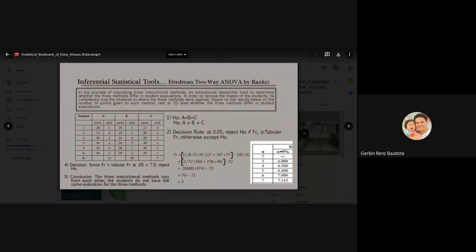Based on the table, we have 6 student participants who gave their grades or scores on the three methods A, B, and C, and we ranked the scores accordingly.